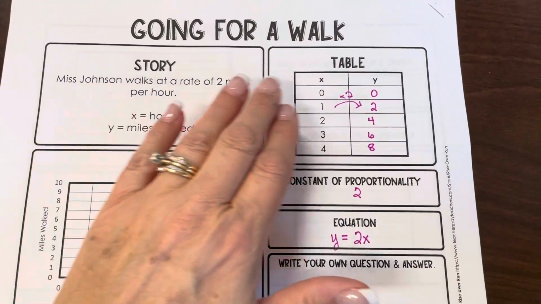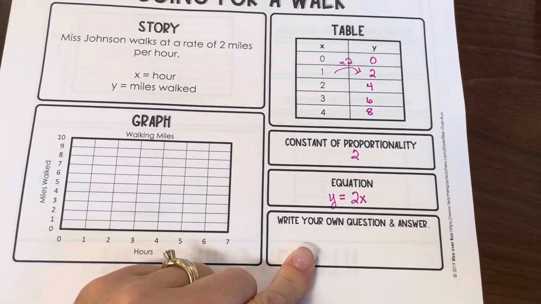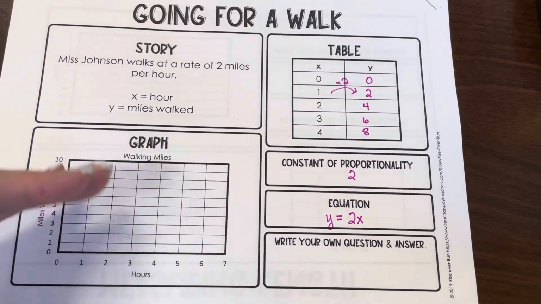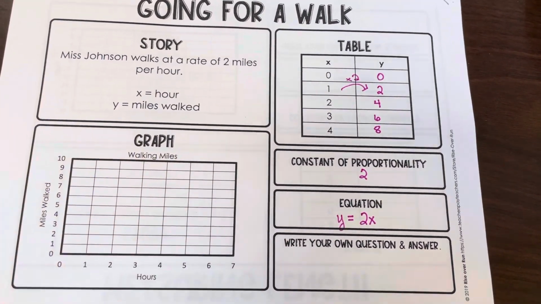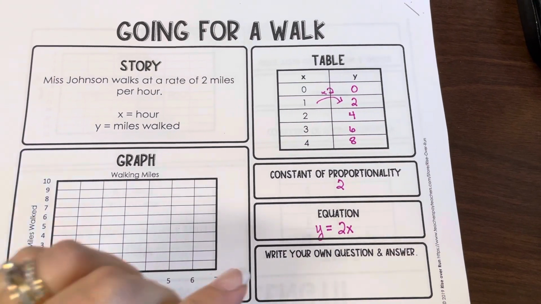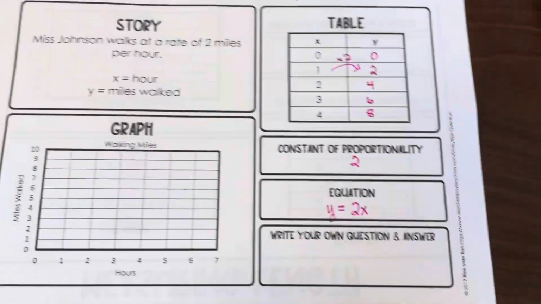So after you have these 3 parts worked, you go to this, write your own question and answer. So think about what question a teacher might get asked about this problem. It might be something like, how many miles would she walk if she walked 4.5 hours? So that's what question I'm going to put.